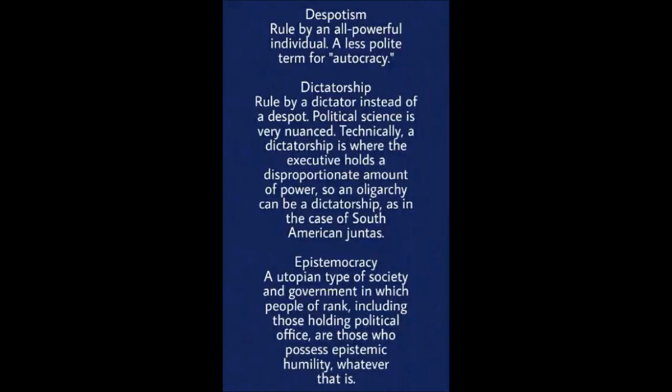Epistemocracy, a utopian type of society and government in which people of rank, including those holding political office, are those who possess epistemic humility, whatever that is.